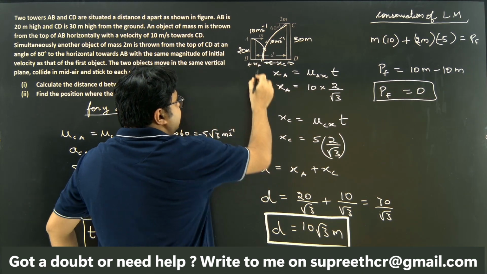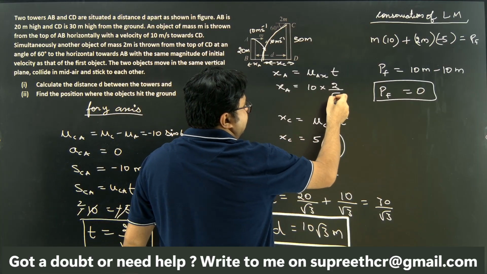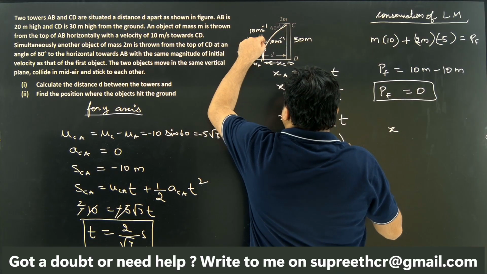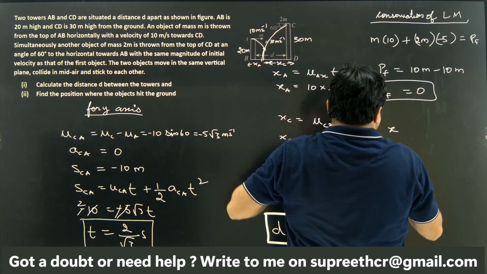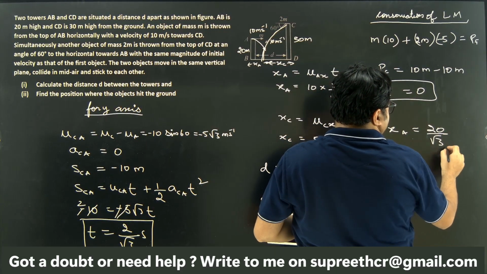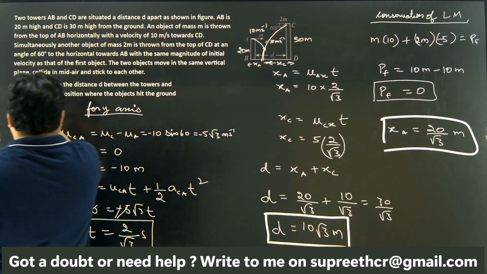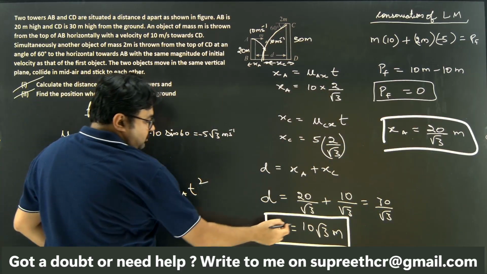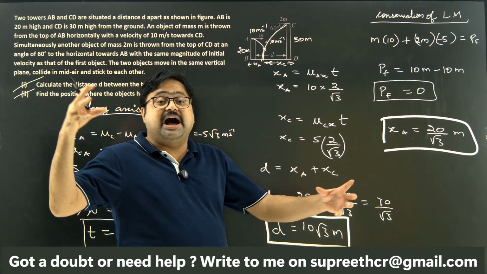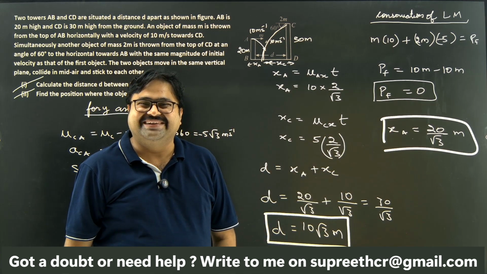And what is that distance XA? XA is 10 into 2 divided by root 3. The distance at which both of these projectiles fall to the ground is XA, equal to 20 divided by root 3 meter. And that's the answer to the second part of the question. We've answered both. The distance between the towers is D, and the position where the projectiles, after sticking to one another, fall to the ground is 20 by root 3 meter.